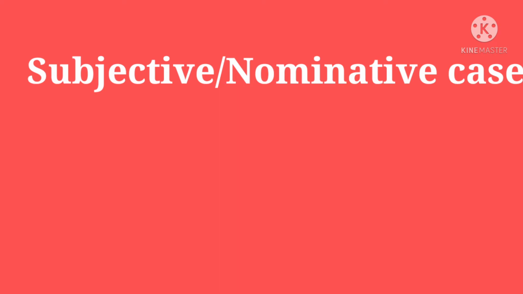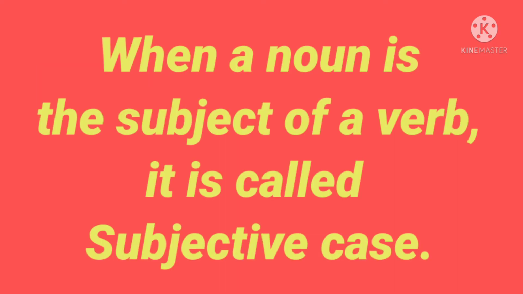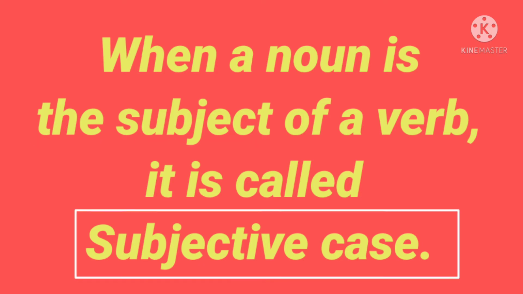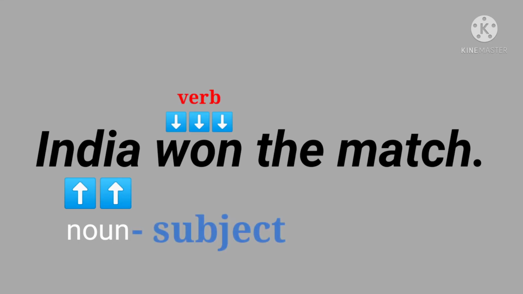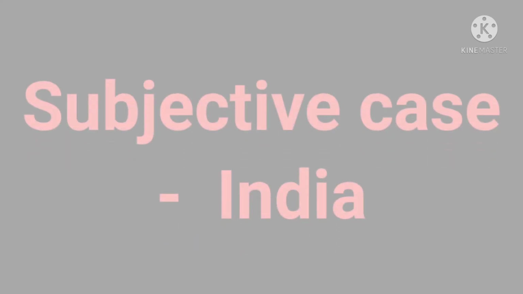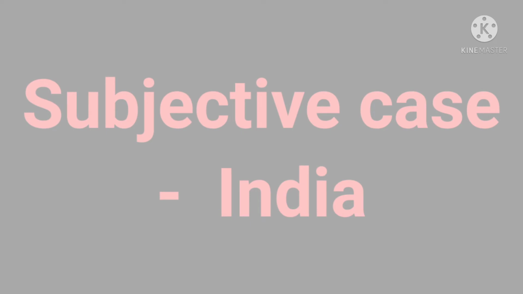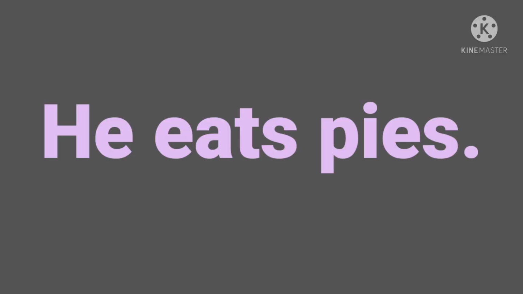Let's learn about subjective or nominative case. When a noun is the subject of a verb, it is called subjective case. For example, India won the match. Here, noun India is the subject of the verb won. So, in this sentence, the subjective case is India. Check this example. The pronoun he is the subject of the verb eats. So, here, subjective case is he.